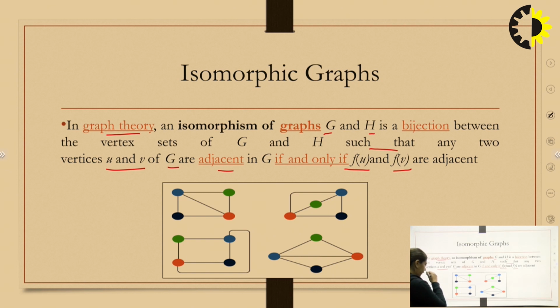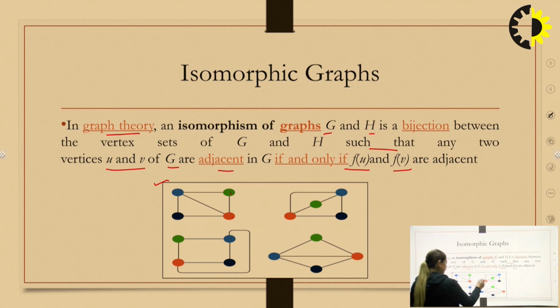Now you can see here, you can check out this graph. There is a blue vertex. Blue is connected to the green vertex. Green is connected to the red vertex. And red is connected to the black vertex. And there is an edge between light blue and red also.